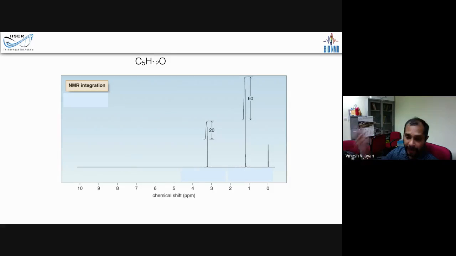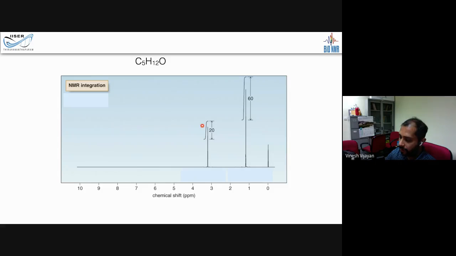What are the other possibilities? Now 20 and 60, it is 3 times this, right? So the number of hydrogens here would be 3 times this. Is there a way to reach 12 doing that? 3 and 9 will work, right? So if it is 3 here and 9 here, then it's thrice here. If you have very few signals, it's easy to see.